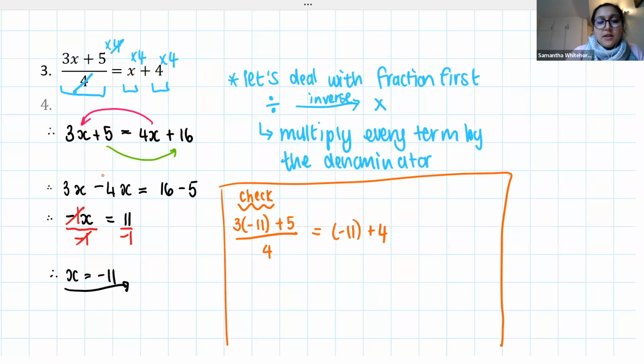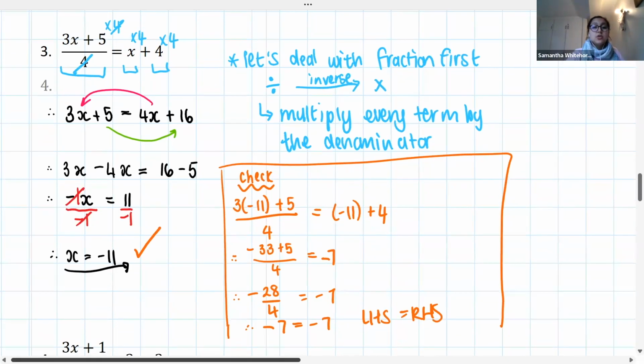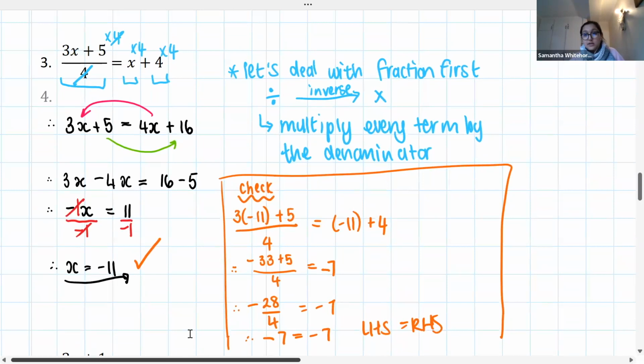So 3 times -11 is -33 plus 5, all being divided by 4. And -11 plus 4 is -7. -33 plus 5 is then -28, divided by 4 is equal to -7. And we know that -28 divided by 4 is -7. Now, because my left-hand side is equal to my right-hand side, I know that I've got my answer correct. And so through checking, you can always make sure that what you have done is correct.